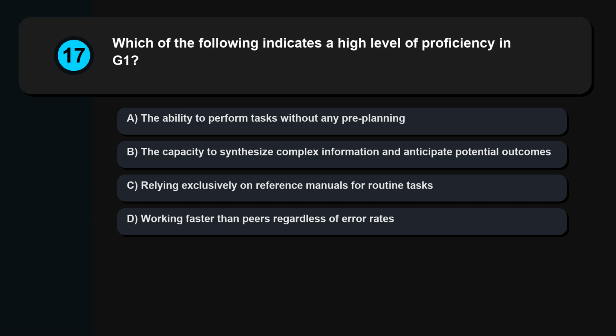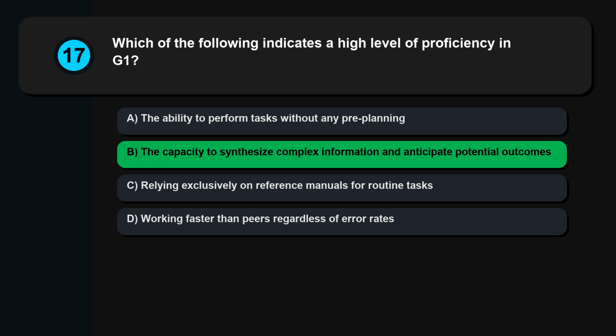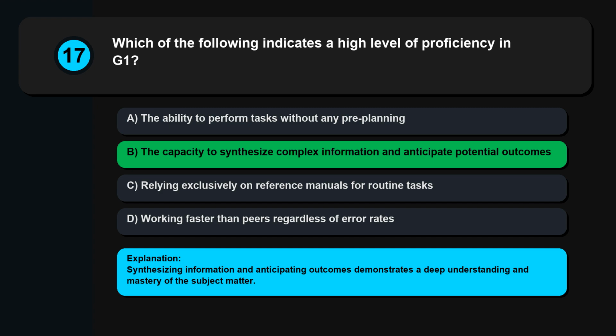Question 17. Which of the following indicates a high level of proficiency in G1? The ability to perform tasks without any pre-planning. The capacity to synthesize complex information and anticipate potential outcomes. Relying exclusively on reference manuals for routine tasks. Working faster than peers regardless of error rates. Synthesizing information and anticipating outcomes demonstrates a deep understanding and mastery of the subject matter.